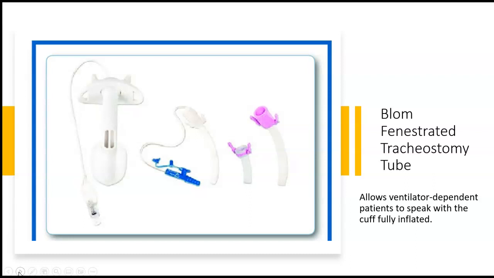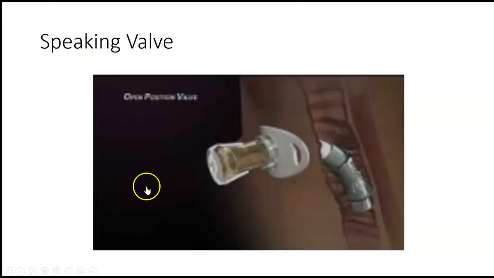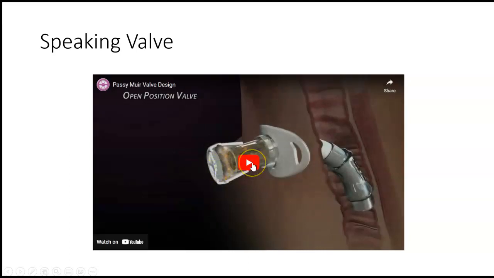Fenestrated trachs are also special speaking trachs that allow for vent-dependent patients, again, to speak with fully inflated cuffs. So these are those fenestrated trachs that have the hole on the top. This cuff can remain inflated, and then some of the air is going to go through the tracheostomy opening here, but some will also end up going up through this hole and being able to pass through the vocal cords, and the patient will be able to speak with that cuff inflated. I'm just going to play this video.